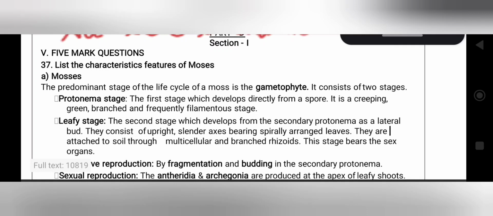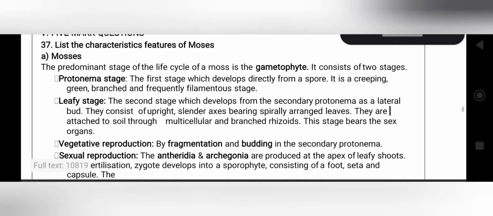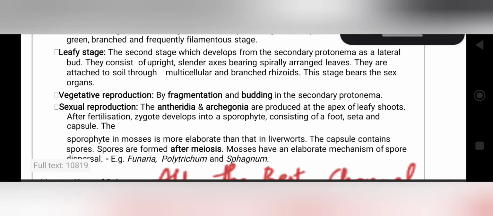Leafy stage: the second stage, which develops from the secondary protonema as a lateral bud. They consist of an upright, slender axis bearing spirally arranged leaves. They are attached to soil through multicellular and branched rhizoids. This stage bears the sex organs. Vegetative reproduction is by fragmentation and budding in the secondary protonema. Sexual reproduction: the antheridia and archegonia are produced at the apex of leafy shoots.